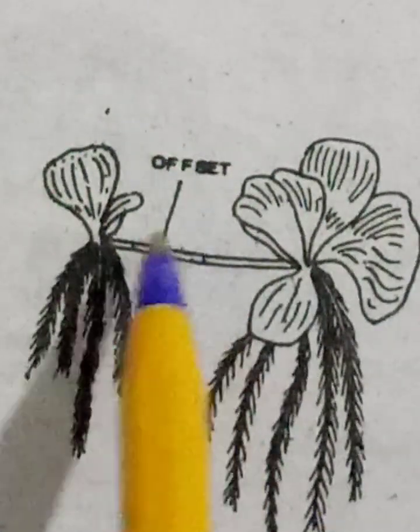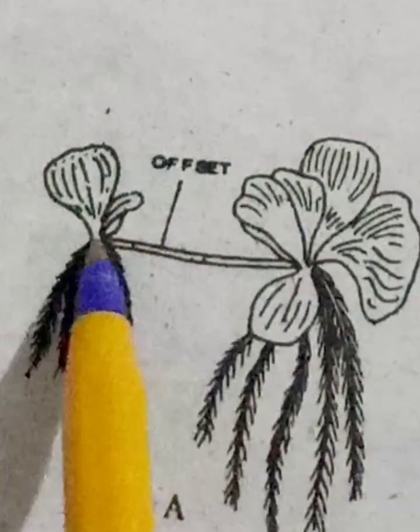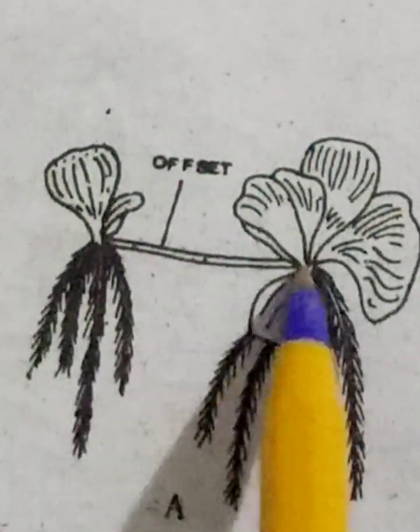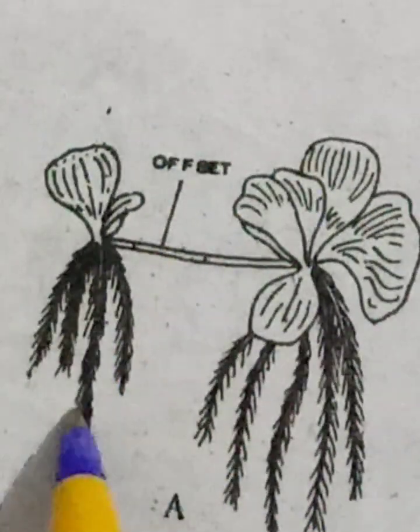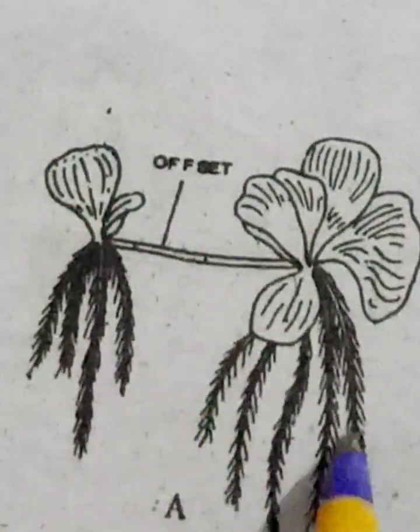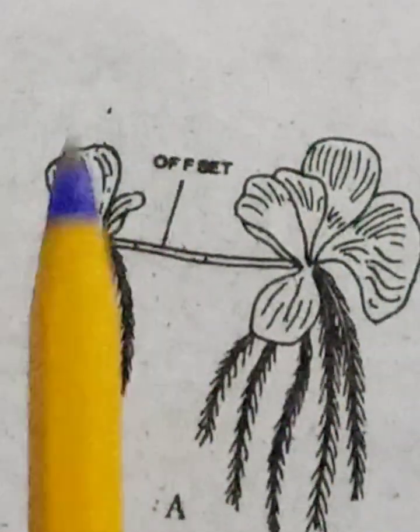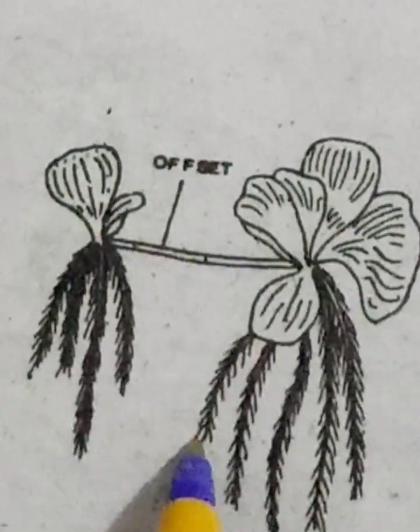The offset is actually very short, and it covers a very short distance from the parent plant, and it will also form adventitious roots where it touches the soil. This is an example of the offset. This is the mother plant, and this is the new plant. Let's suppose this is a water cabbage.